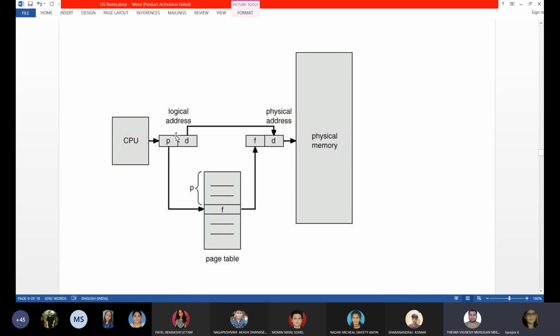So assume that this is one logical address. This logical address has two different parts. One is called the page number, because the page will be there in the virtual memory, secondary memory. So one part of the address will have the page number, and the other part will have the offset. Offset is nothing but the address.